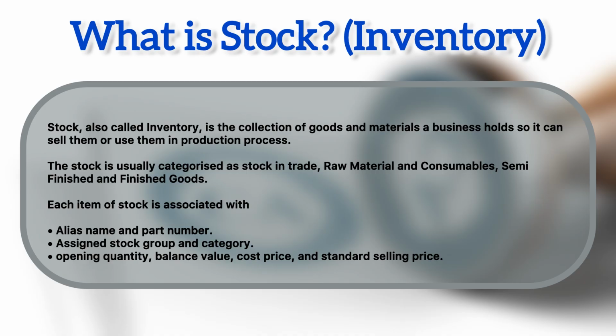semi finished goods and finished goods. Each and every stock item is associated with a particular name, or may also have a part number or unique ID which might be given to it to identify the item. Each item is assigned to a particular stock group and category. When we talk about the group and category, we mean that each item is either a raw material or a consumable or a stock in trade, depending upon the nature of the business. Stock means that we understand what the quantity is, what the cost price is, what the rate is, and what the standard selling price is.